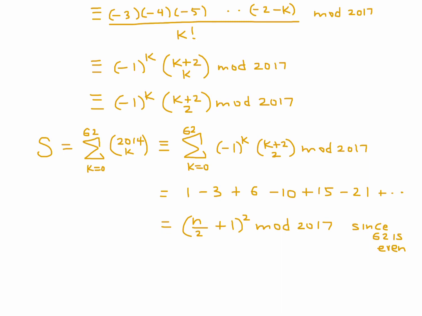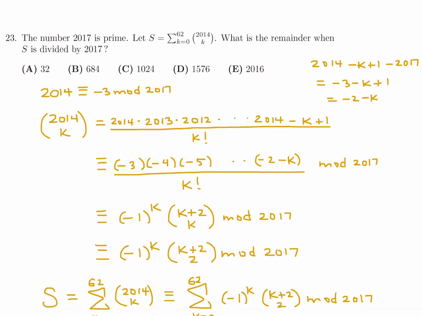So now we just put in our value for n, which is 62. It's going all the way up until 62. So it's (62 divided by 2 plus 1) all squared. And that is basically 31 plus 1, which is 32 squared, which is 1024. And 1024 is the answer to number 23, which is C.